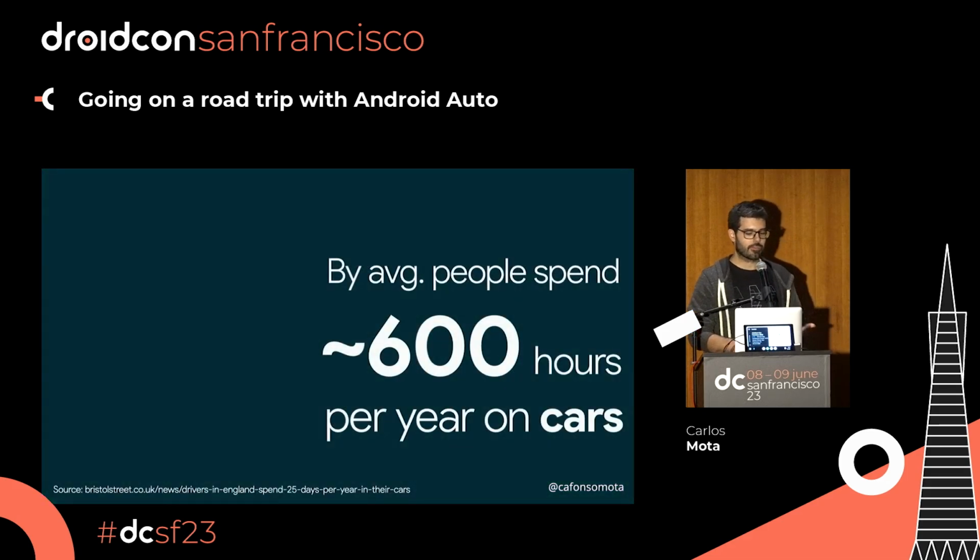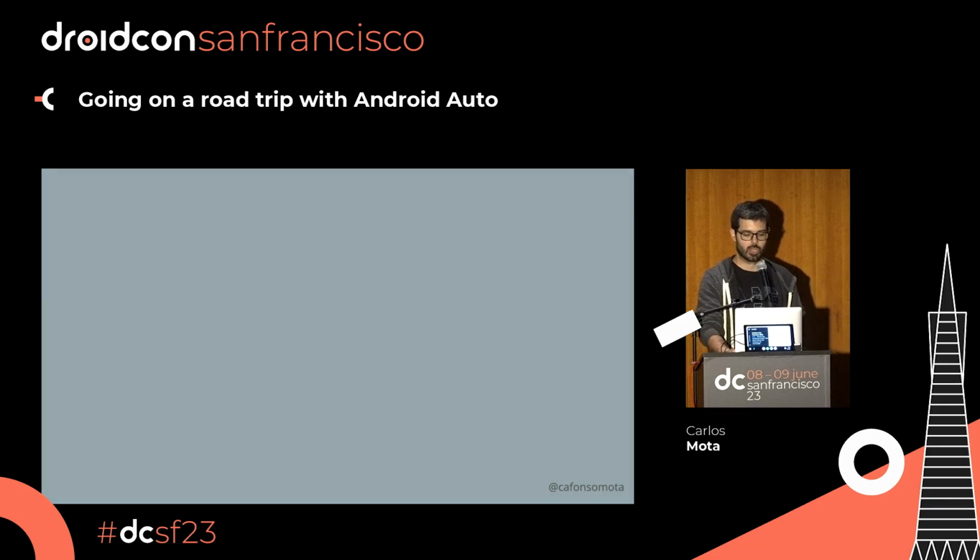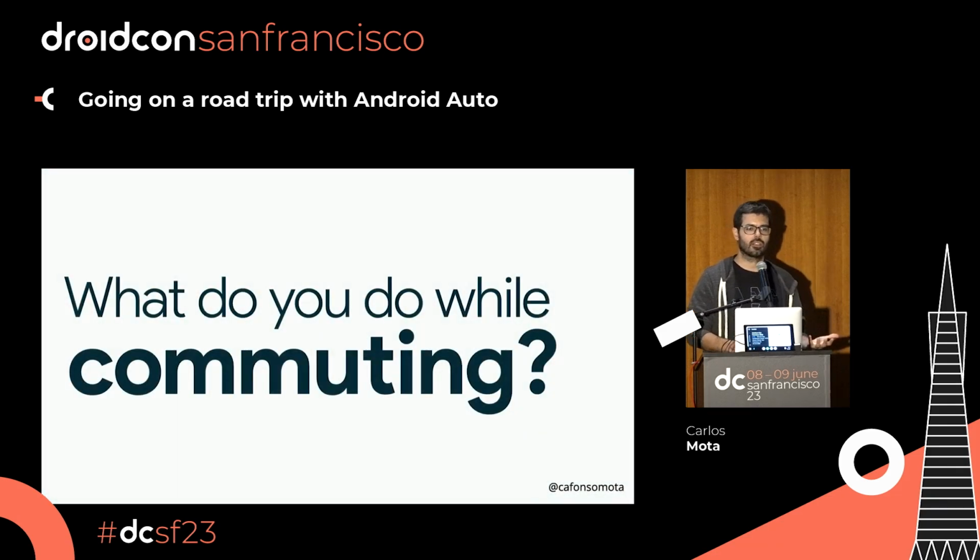So let's talk a bit about Android for cars. On average, people spend 600 hours per year in the car, which can easily be translated to 25 days of 12 months, so almost an entire month of your year is spent inside the car. And this is a lot of time. Some of this time is spent commuting, other times going on road trips with your family, friends, and so on. But in the end, this is a lot of time.